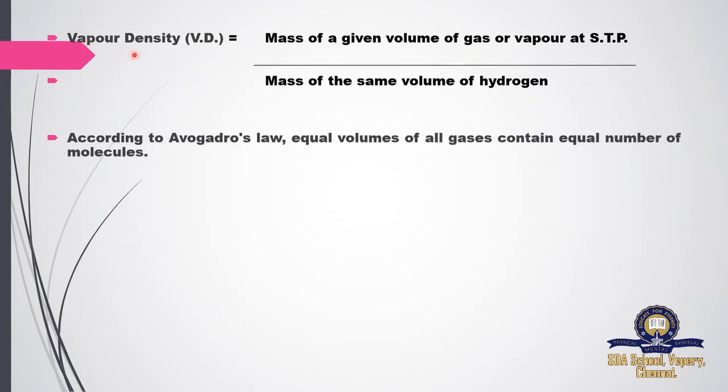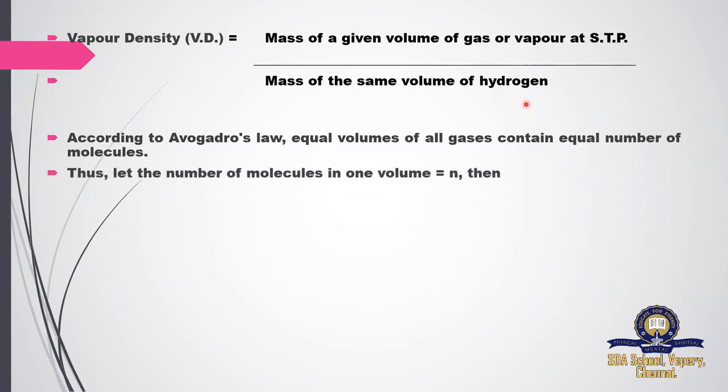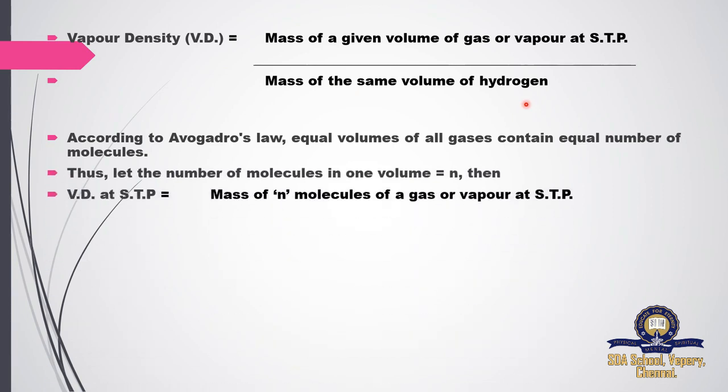Here we have a derivation of the relationship between vapor density and relative molecular mass. Vapor density is equal to the mass of a given volume of a gas or vapor at STP. Whatever gas is given, we need to take that gas at STP, that is standard temperature and pressure, and then its value is divided by the mass of the same volume of hydrogen. So all these things we are comparing to hydrogen. Here we are using the hydrogen scale. According to Avogadro's law, equal volumes of all gases contain an equal number of molecules. Yes, this is Avogadro's law.